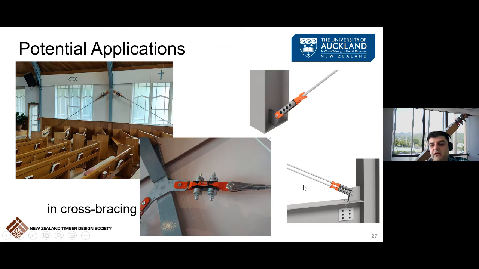Basically the connections can be connected to a tension member, which can be a rod or reid bar or whatever, and then attached to the gusset plate to display a ductile behavior. This is one implementation that happened last year in Wellington, a retrofit.